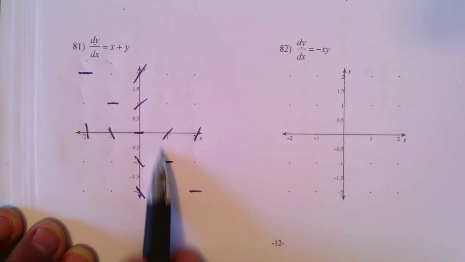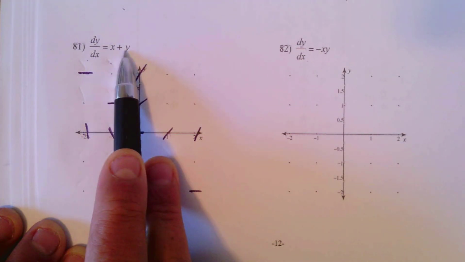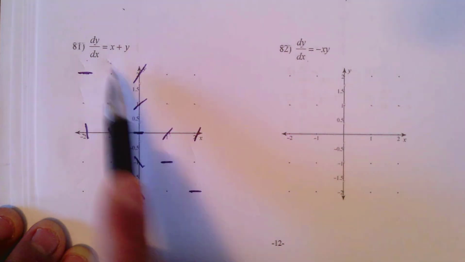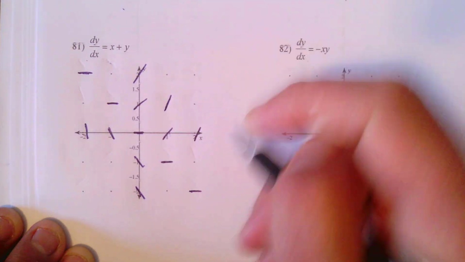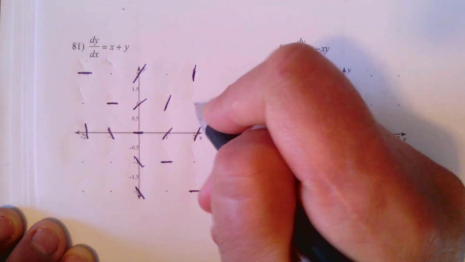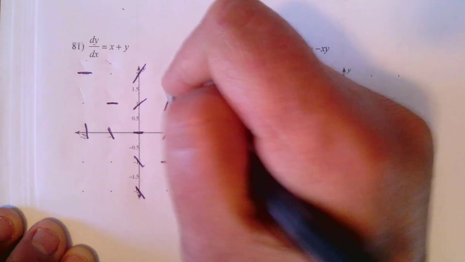So notice I kind of skip around and I pick out the ones that are going to be easier to fill in. Like if I notice that I have x plus y, that means that the ones that are opposite are going to have a slope of 0. And now 1, 1 is going to have a slope of 2. 2, 2 is going to be even steeper, slope of 4. 2, 1, maybe a slope of 3. Here it's 1, 2, that's a slope of 3.